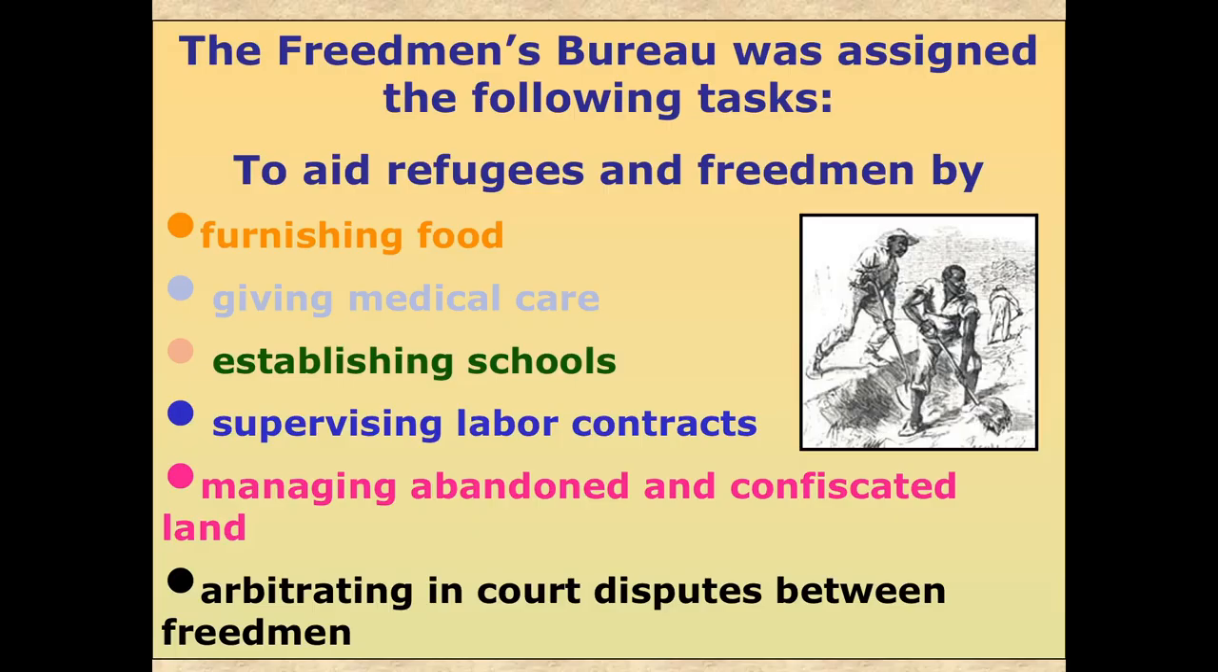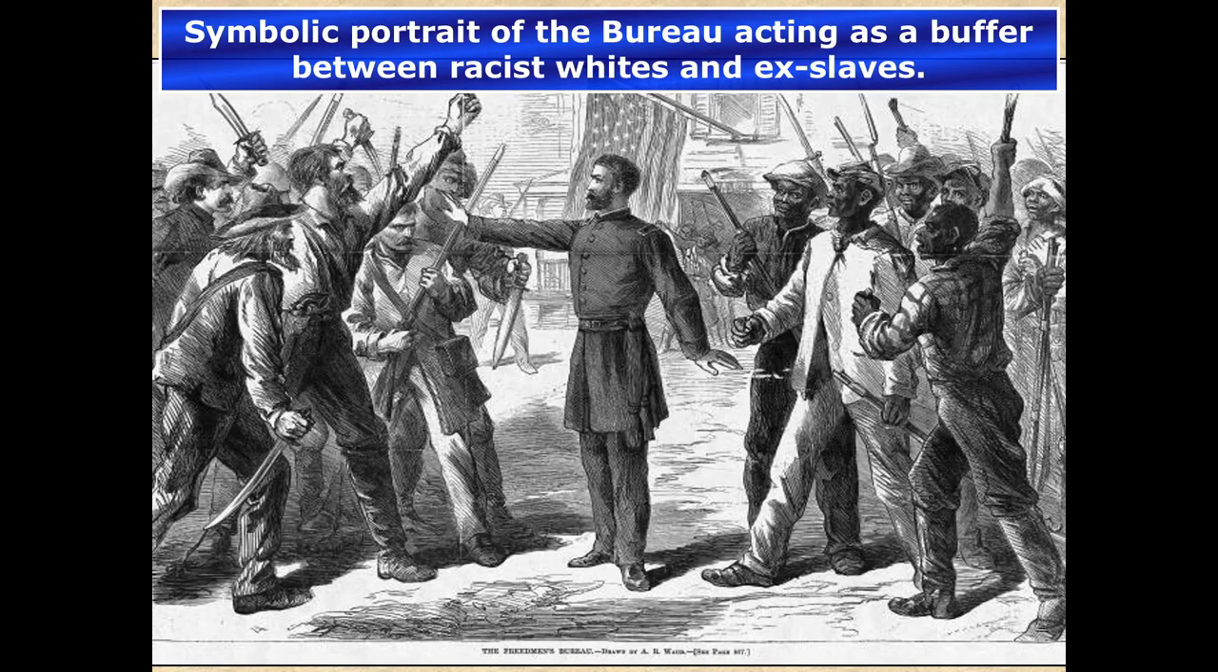But really, the big things that the Freedmen's Bureau does is give food to the freedmen, medical care, establish the schools, supervise those labor contracts, managing that abandoned and confiscated land, and also settling court disputes. So really, if we're looking at this political cartoon here, the Freedmen's Bureau is there to keep the peace and help the freedmen, and in a way also defend them from the angry racist white mob here, acting as that buffer between what things used to be like and what things are in the future.